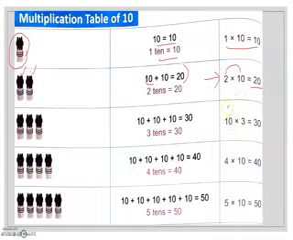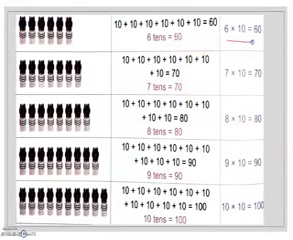And here there is a change. 3 into 10 is equal to 30. And 4 into 10 is equal to 40. 5 into 10 is equal to 50. 6 into 10 is equal to 60. 7 into 10 is equal to 70. 8 into 10 is equal to 80. 9 into 10 is equal to 90. 10 into 10 is equal to 100.